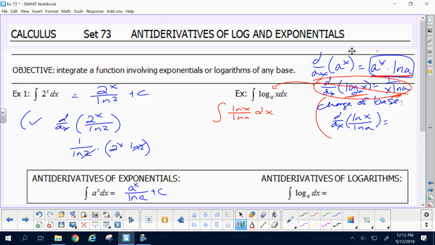I'll get you started. Now, what's one thing you can do? Pull out the natural log of a. Sure. All right. Good stuff.